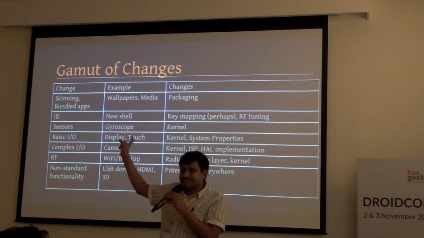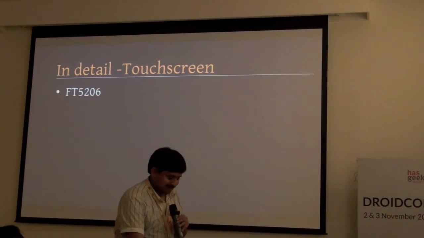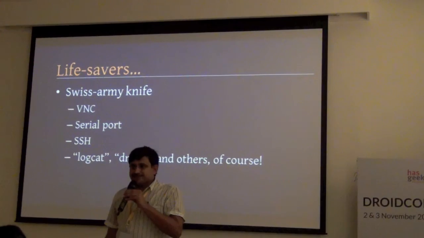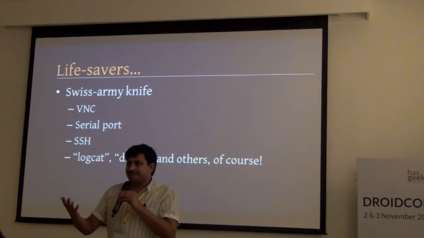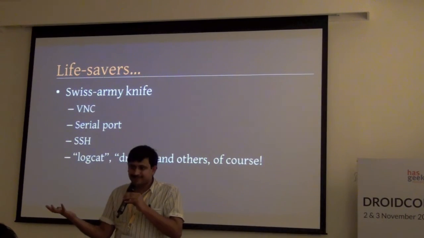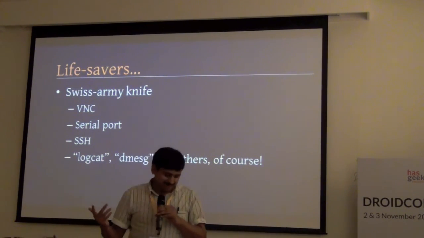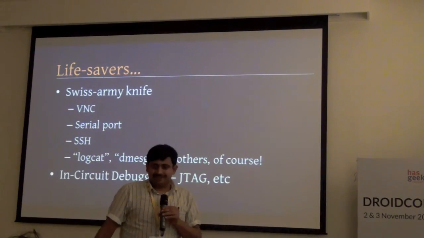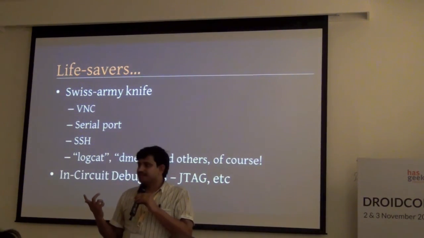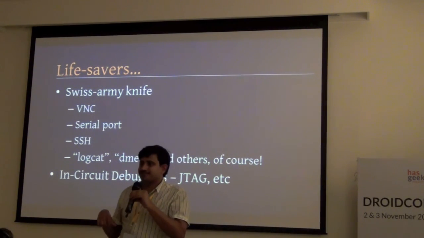So the easiest ones is getting, most difficult ones is the non-standard functionality. And we'll skip the detail because we're out of time. These are the lifesaver tools that we typically have. So if you have an open board without a display working, you will use VNC because the rest of Android works just fine, for example. Okay. Serial port, SSH, all of the typical Linux tools. No surprises. And certain real hardware debuggers are also used based on something called JTAG. So if something is really wrong, this is what is used to fix all these things.